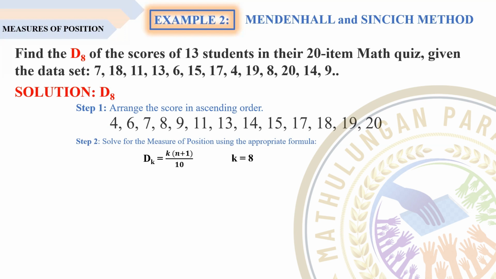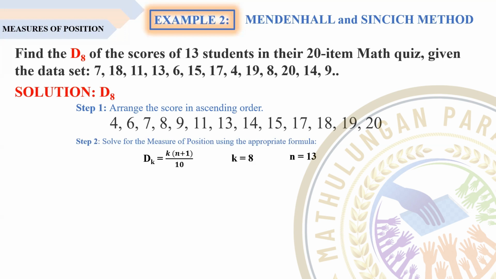Ano ang value ng k natin? Ang value ng k natin ay 8. Bakit 8? Kasi we're looking for the 8th decile. At value ng n naman natin ay 13. Bakit 13? Dahil meron tayong 13 data set kung bibilangin natin lahat yung data sa given natin.